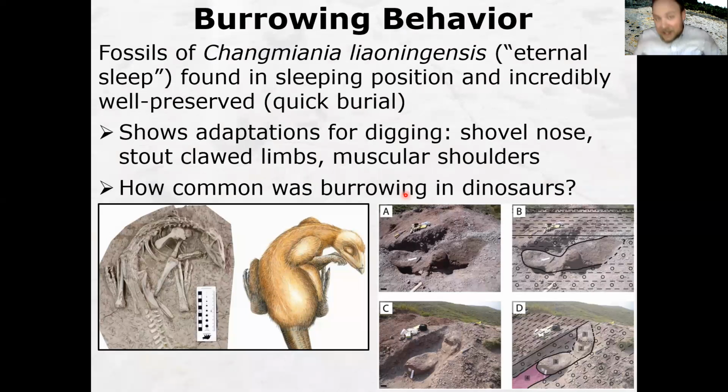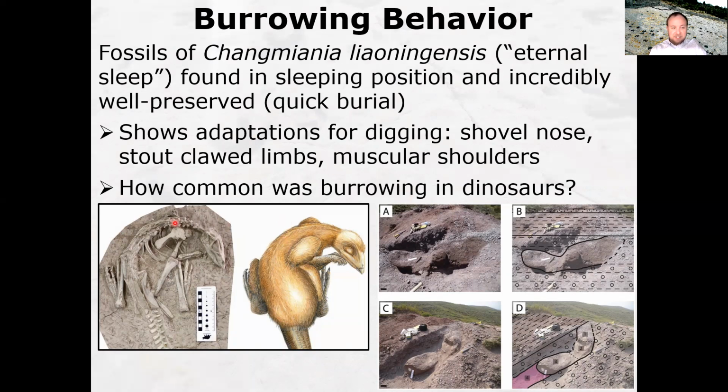Another thing that we see is burrowing. We don't often think of dinosaurs burrowing. Again, we think of dinosaurs as these massive juggernauts that are just wandering around out in the open, with no reason to hide. Remember that a lot of dinosaurs were actually pretty small. Not a lot of medium dinosaurs, which is interesting. We'll talk about that later.